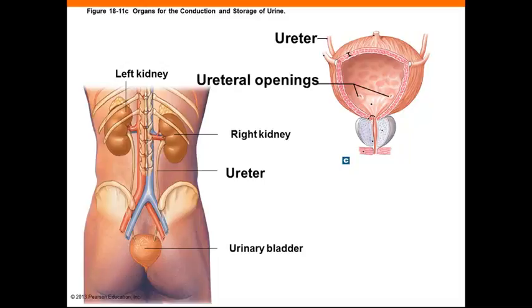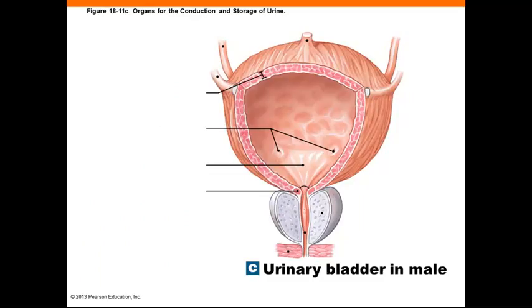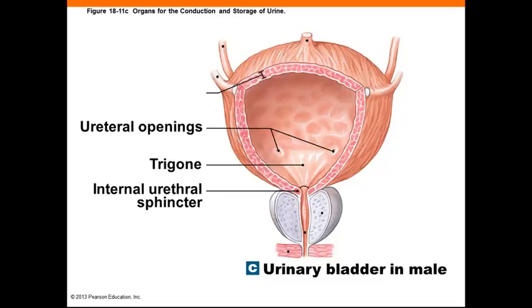The wall of the ureters contains transitional epithelium and smooth muscle that undergoes peristalsis. The urinary bladder is a hollow muscular organ that stores urine, and the base has a triangular area called the trigone, which is formed by two ureteral openings and the urethral entrance, which contains an involuntary internal urethral sphincter. The wall contains transitional epithelium and layers of smooth muscle called the detrusor muscle.